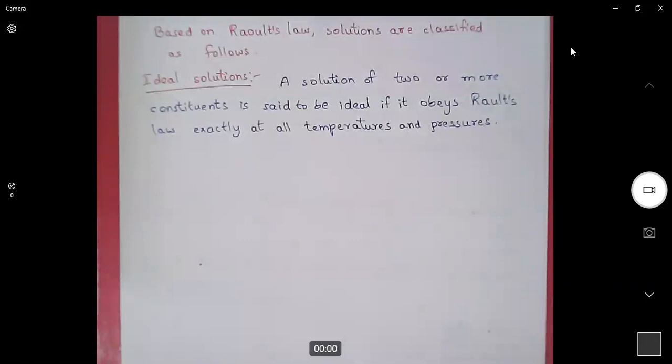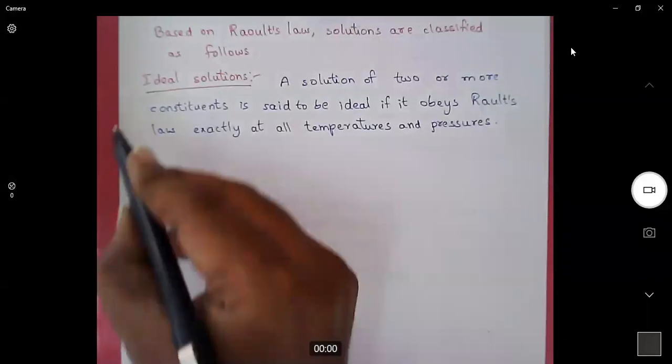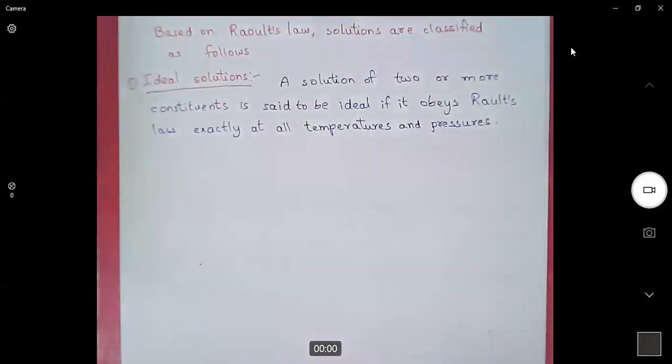We have just discussed Raoult's law. Based on Raoult's law, solutions are classified into three types. We will look at them one by one. What are ideal solutions? A solution of two or more constituents is said to be ideal if it obeys Raoult's law exactly at all temperatures and pressures.